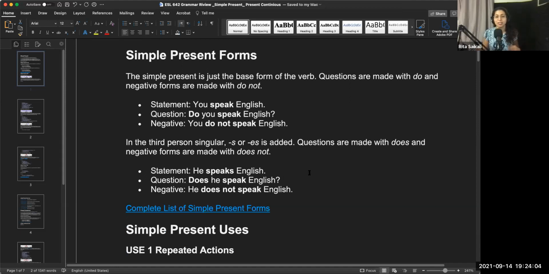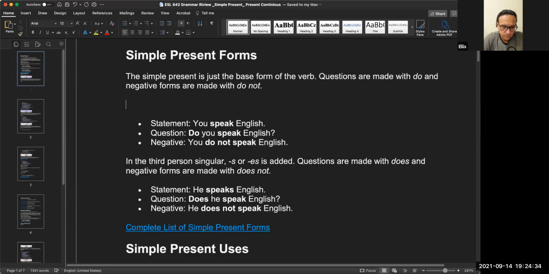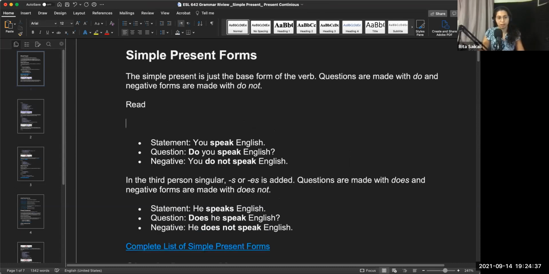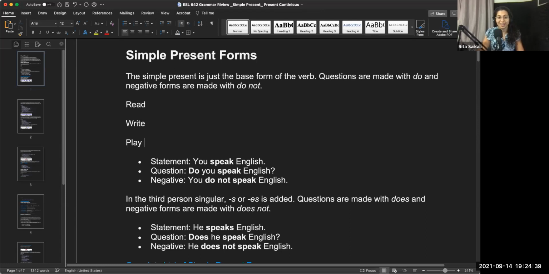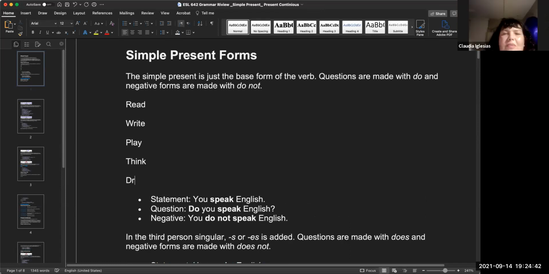The simple present is just the base form of the verb. So for example, the verb to read, the base form would be read. I read. That is in simple present. So we have to read, to do, to play, to sing. These are the base forms of the verb, so it's that without the to. So for example, we can say read, write, play, think, dream. These are all in the base form.